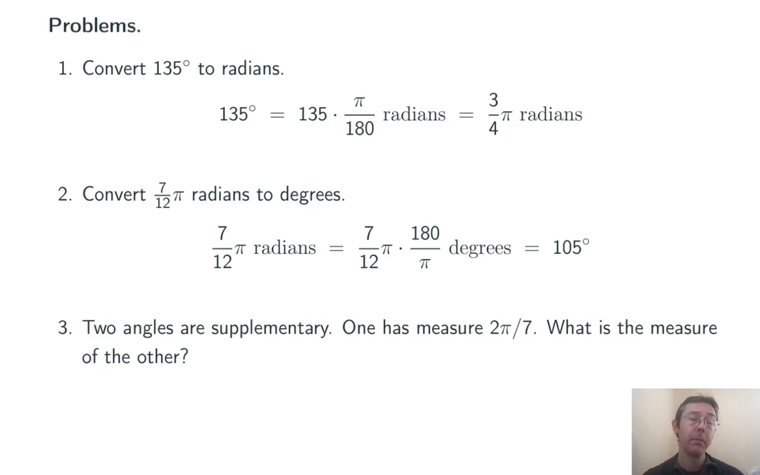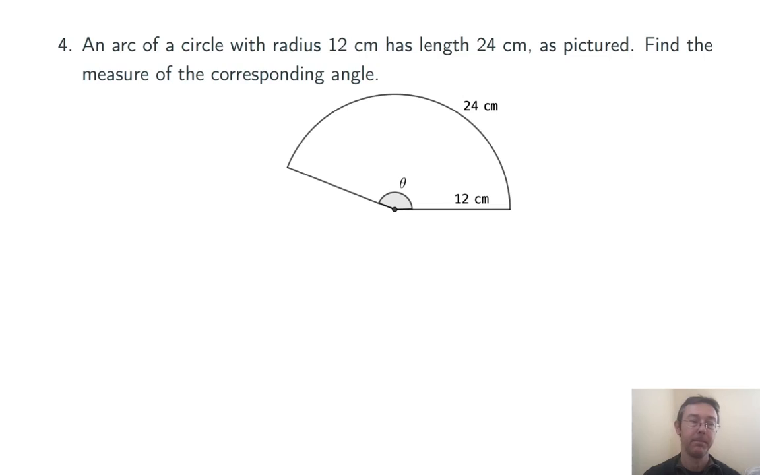Problem 3. Two angles are supplementary. One has a measure of 2 pi over 7. What's the measure of the other? So the two angles have to add up to pi radians. So the second angle, theta, has to be pi minus the one that we have, minus 2 pi over 7. Pi is 7 pi over 7. So when we do that subtraction, we get 5 pi over 7.